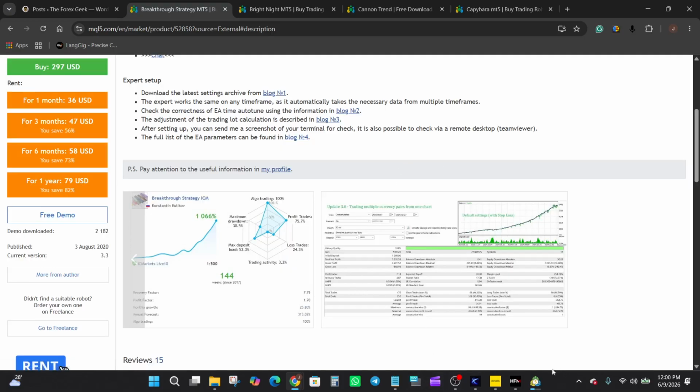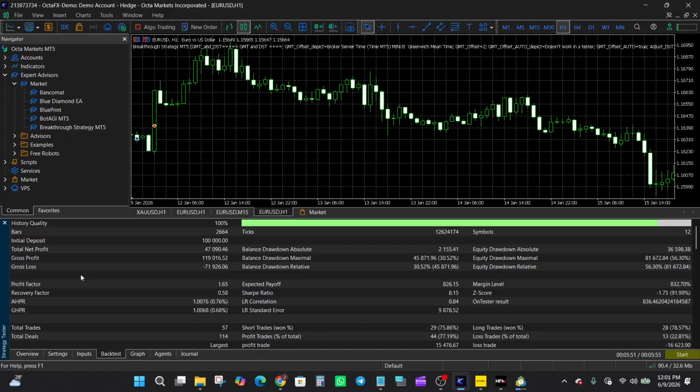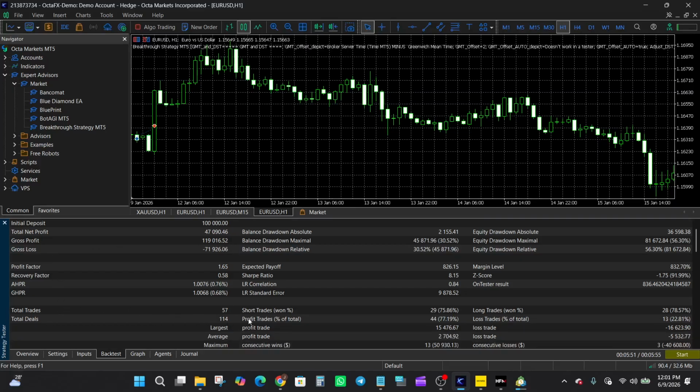All right, so let's just head over to our strategy tester as well so that we can see how the EA performed over the past 5 months. So we're testing the breakthrough strategy EA on Euro USD on the H1 time frame over the past 5 months from 1st January 2026 till date. And we're using the last ping to the server for the delays and the every tick modeling. Now, from what we have here, initial deposit was $100,000. Total net profit was $47,090.46. And the total trades taken were 57.